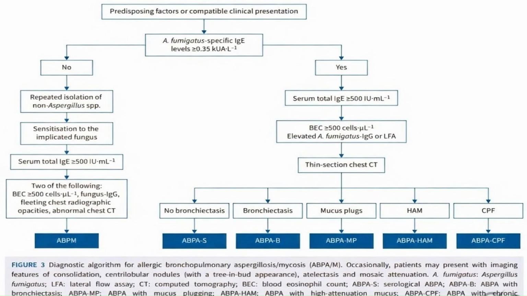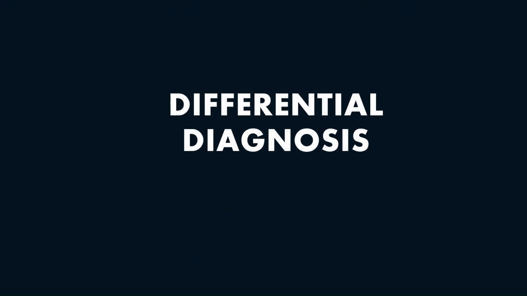If imaging demonstrates chronic pleuropulmonary fibrosis, disease is classified as ABPA-CPF. Thus, the algorithm integrates the clinical presentation, immunological tests, lab parameters, and imaging findings to establish diagnosis and classify disease phenotype. Differential diagnosis of ABPA.